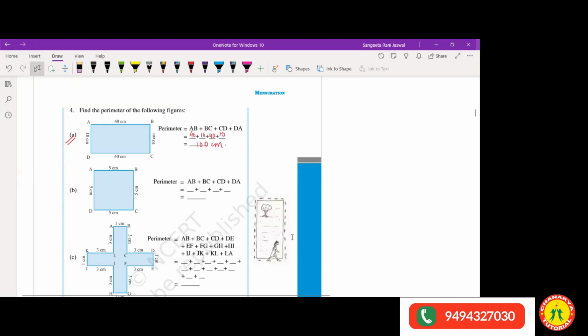Okay. Rishit, you tell me what is the perimeter of the second figure? Ma'am, 5 plus 5 plus 5 plus 5 is equal to 20 centimeters. Great. Okay.